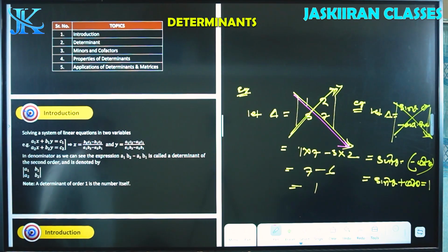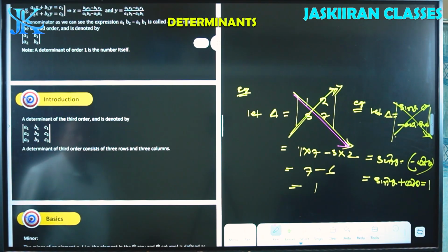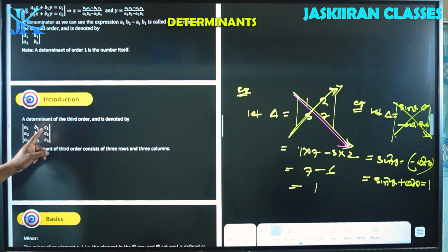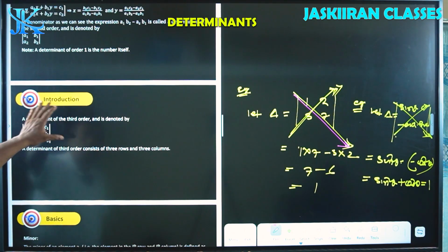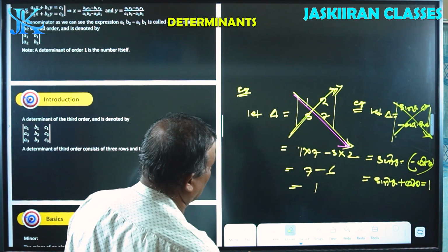Now we go to the third order determinant. The third order determinant is denoted as a1, b1, c1, a2, b2, c2, and a3, b3, c3. The third order determinant is written like this. Now, how do we solve it, or get the value of the third order determinant?